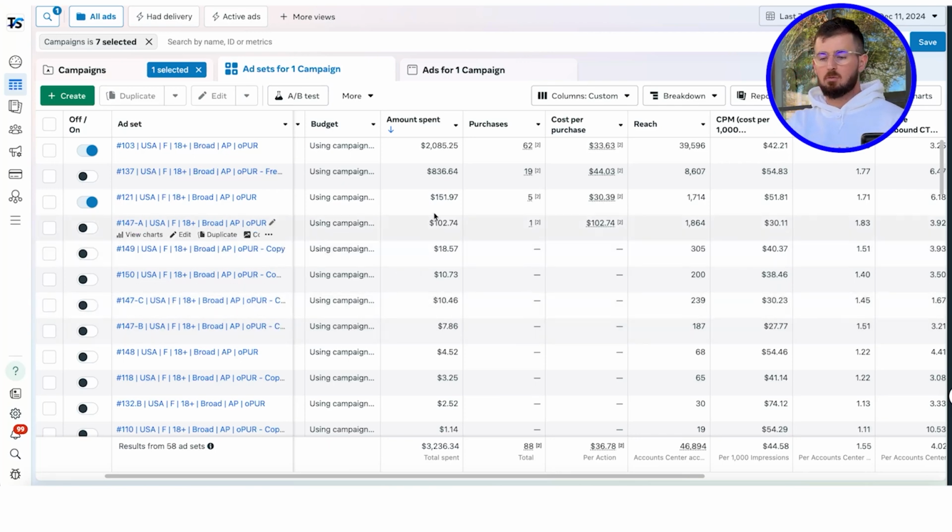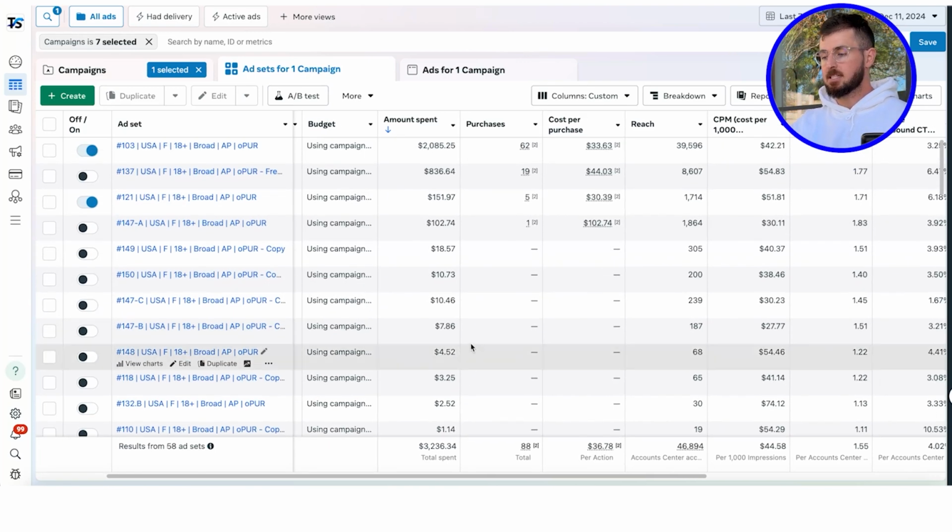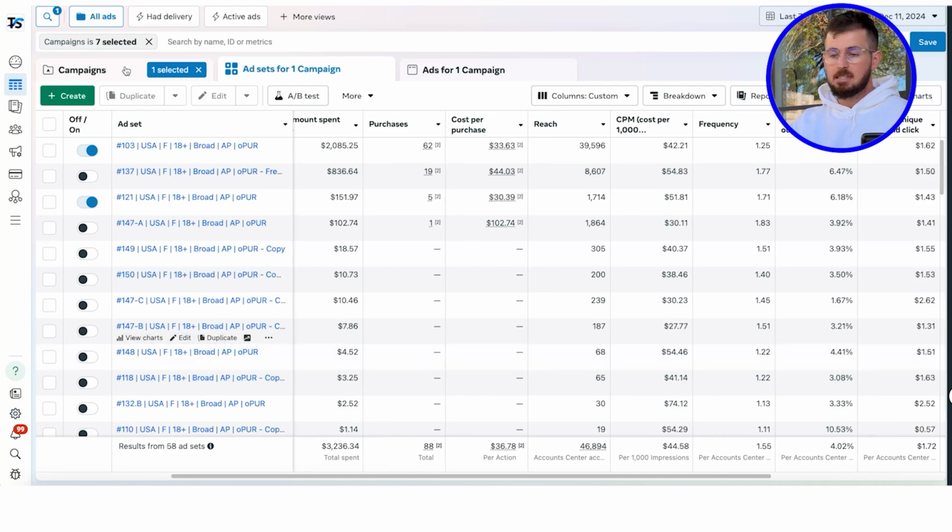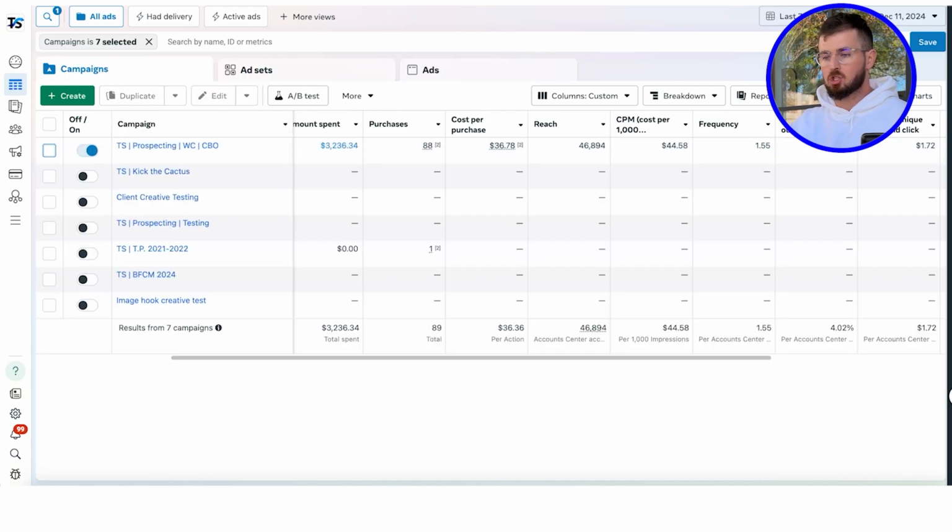Like Facebook's not really spending much budget on these ad sets, which to me is Facebook saying, hey, Nick, these ads aren't good. People are swiping past them. No one wants to see these ads, Nick. And it's not spending money on those ads to actually save me money. It's trying to work with me, not against me.